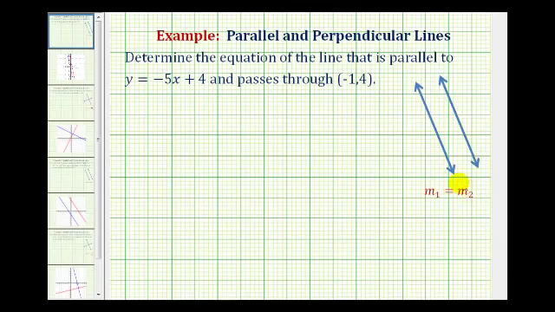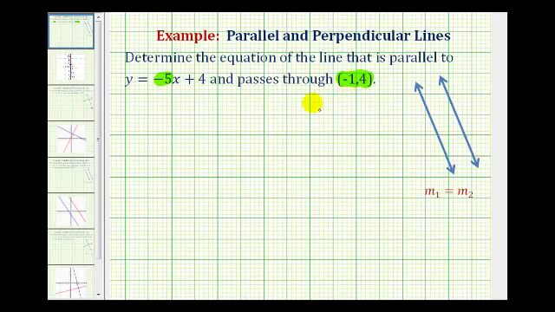So if we want a line that is parallel to y equals negative 5x plus 4, the slope of the new line must be negative 5, and it passes through this point. So now we need to find the equation of a line with a slope of negative 5 that contains the point negative 1, 4.